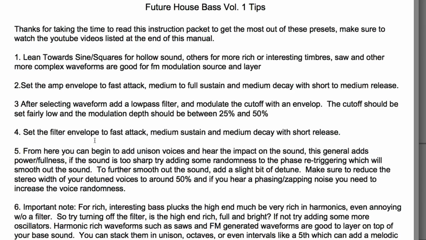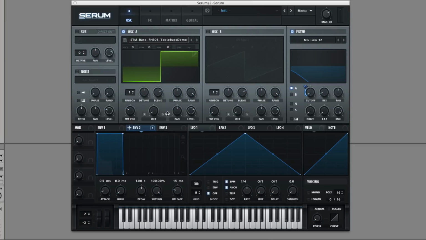Next, set the filter envelope to fast attack, medium sustain, and medium decay with short release. Typically, the sustain on the volume envelope is higher than the cutoff, at least in a lot of the patches I analyzed.